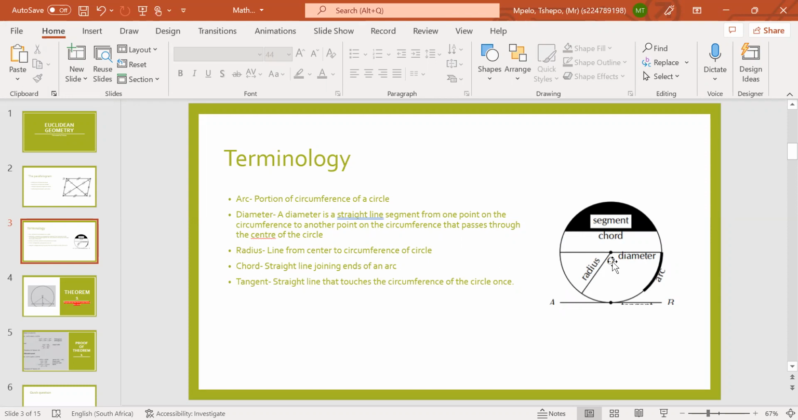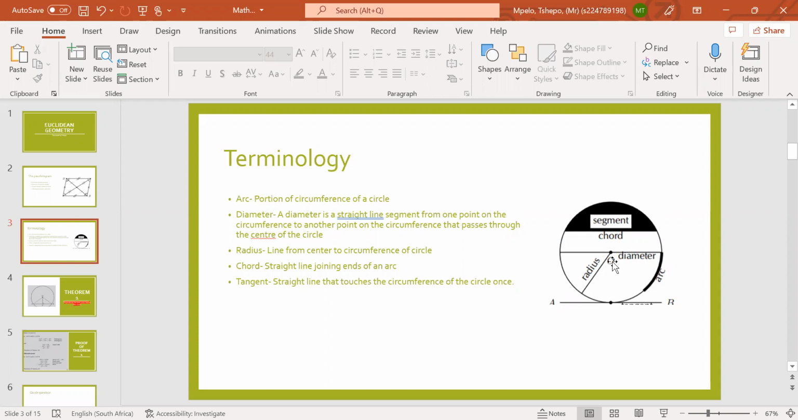So the diameter: the requirement for a line to be called the diameter, out of the definition that I've given you, is that the line should pass where? Through the center of the circle. Yeah, that is very important. It can be any line from one point of the circumference to another point of the circumference. However, it should pass through the center of the circle.